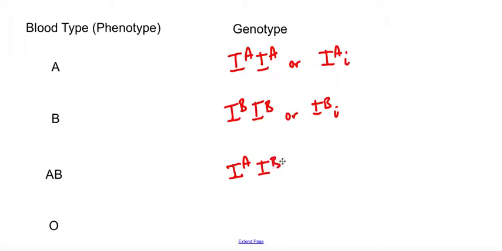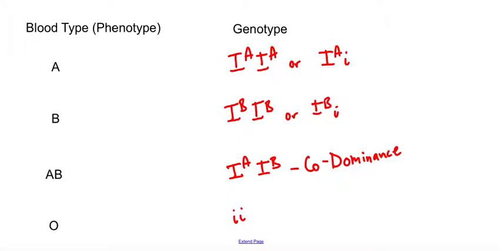This is an example of codominance, because both alleles are present and they both show up. Type O blood means you would just be little i, so you would not produce any antigens. And if you have AB blood, that means you don't produce any antibodies for A or B.